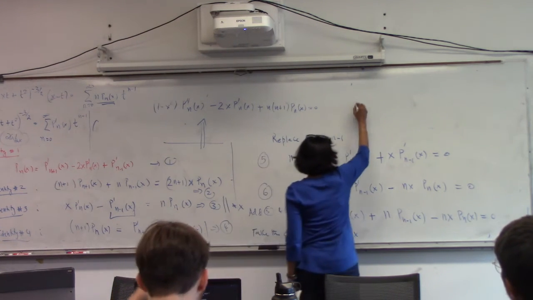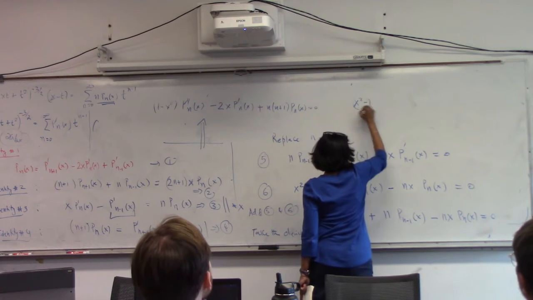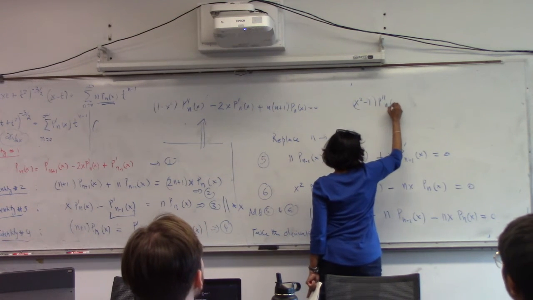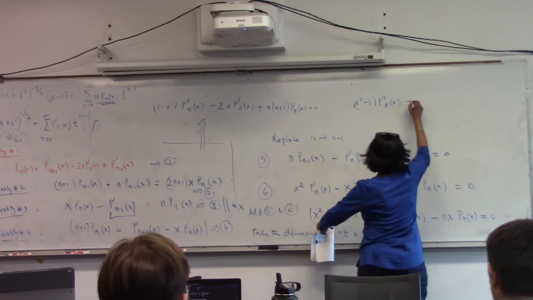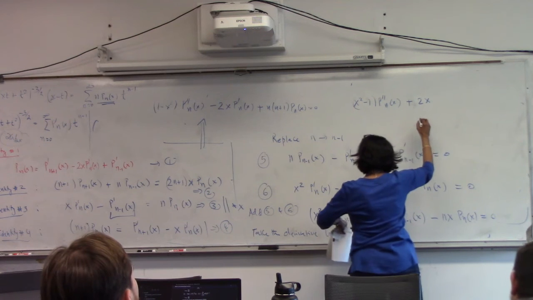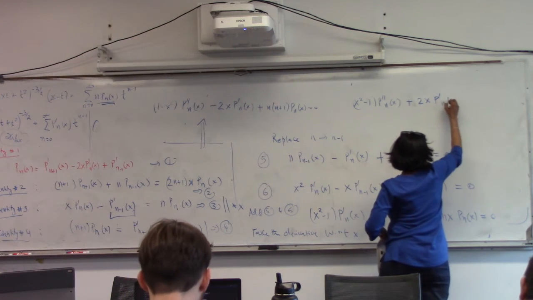So one of the terms will be x squared minus 1 times P_n double prime(x). Okay, I have that, and then I have plus 2x. I'll change the sign a little bit later, okay? P_n prime(x) is there.